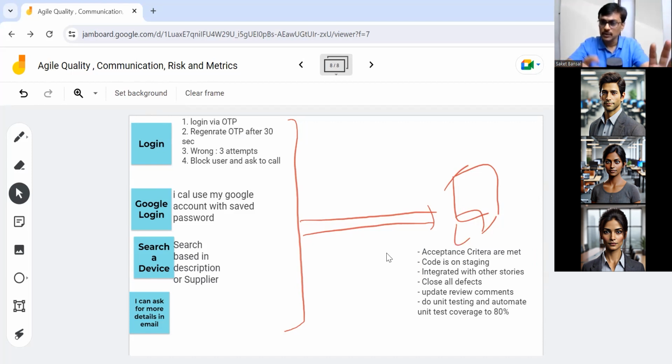Yeah, and then the coding is done, and then DoD testing happens, and if DoD testing passes, then only the story is ready for closure. Yeah, that's where you will create it. Got it.